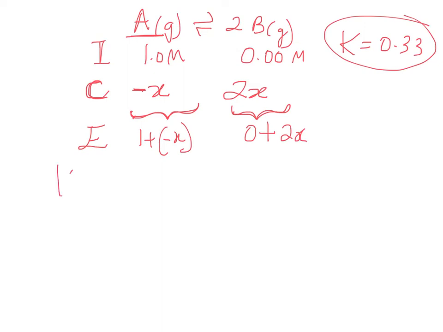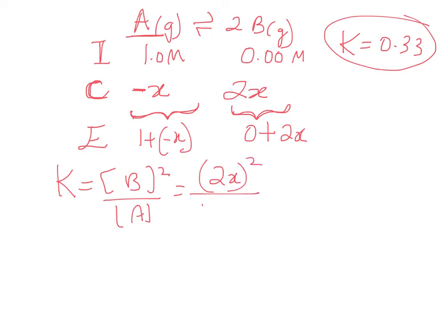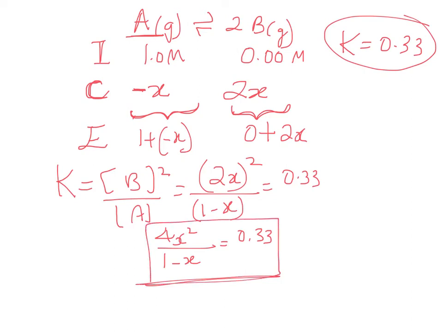So you would say that the equilibrium constant, which by the way could be written as B squared over A in this case, is nothing but (2x) squared divided by 1 minus x, and that value is equal to 0.33. Or you can simplify that as 4x squared over (1 minus x) is equal to 0.33. Now this starts to look like a quadratic equation because it contains the variable x raised to the second power.